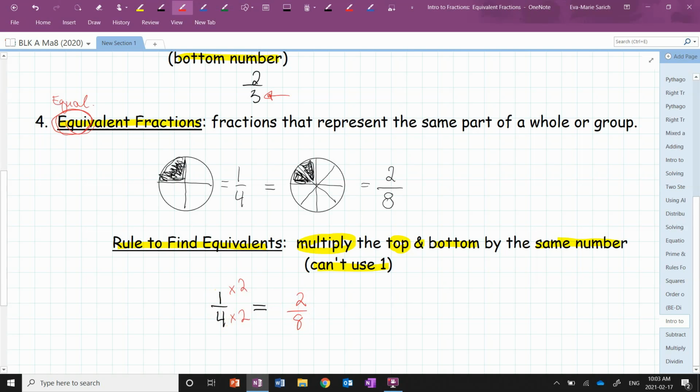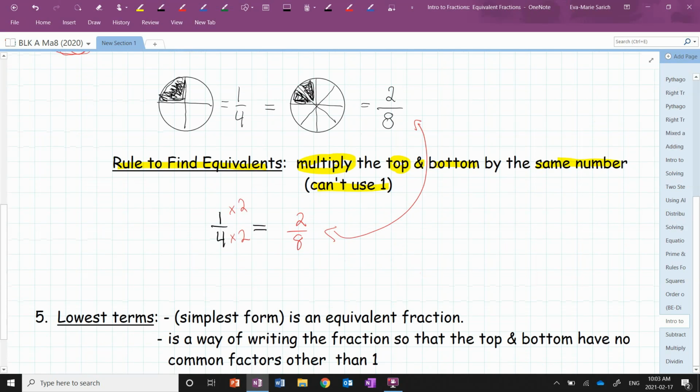So that's another way of creating an equivalent. Look, we've got, in fact, the same or an equal fraction, okay? Now, you don't have to pick 2. You can pick any number other than 1.